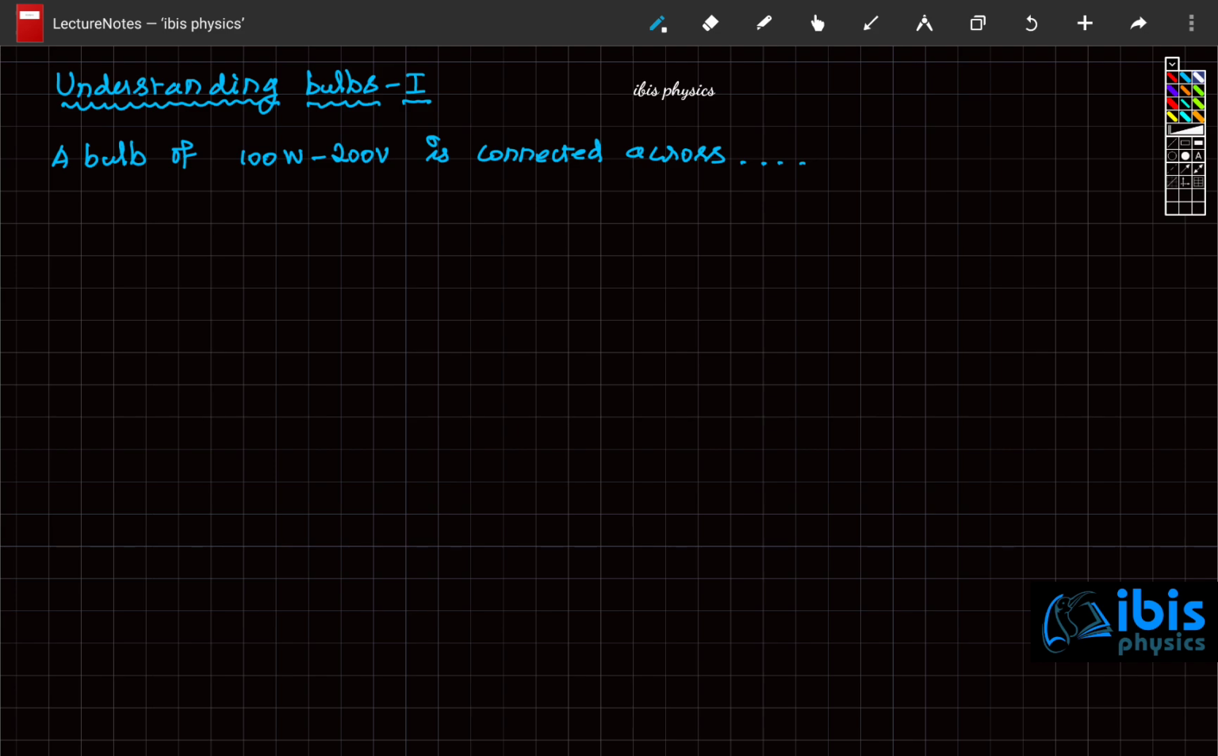Whether the bulb will glow or not? Suppose it is connected with another bulb across a 500 volt battery, then will it glow or will the fuse be blown? So those questions will be asked. So before that, let us first try to understand what a bulb is and what this thing is.